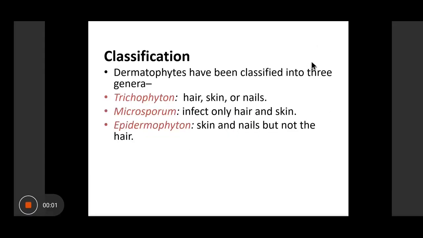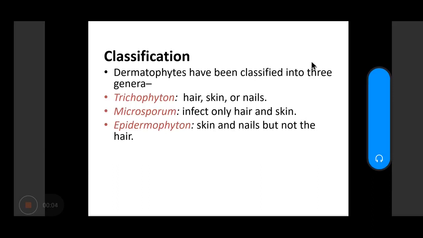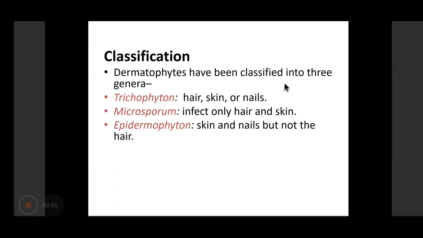When I was covering the dermatophytes: dermatophytes cause infection called dermatophytosis. You need to remember that we have three important genera: Trichophyton, Microsporum, and Epidermophyton. Trichophyton infects your hair, skin, and nail. Microsporum infects only hair and skin. And Epidermophyton infects skin and nail, but not the hair. So you need to remember which one infects what.